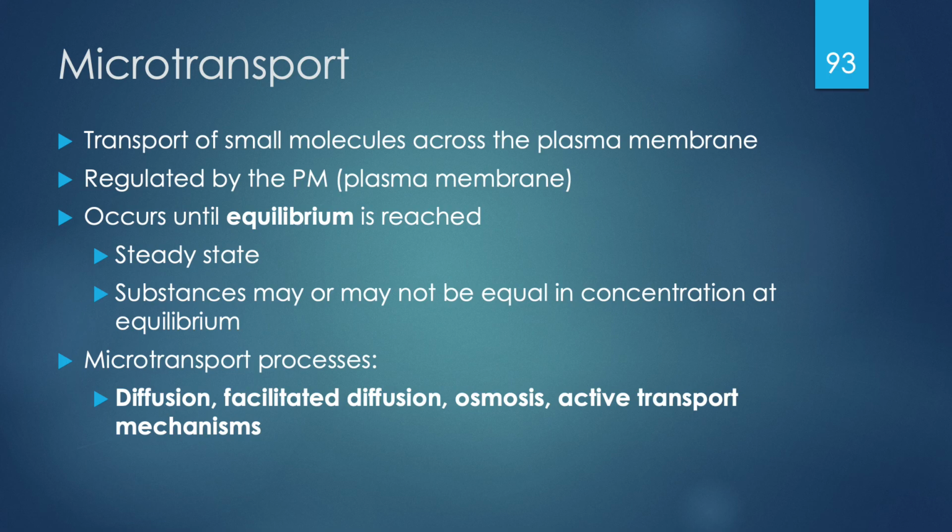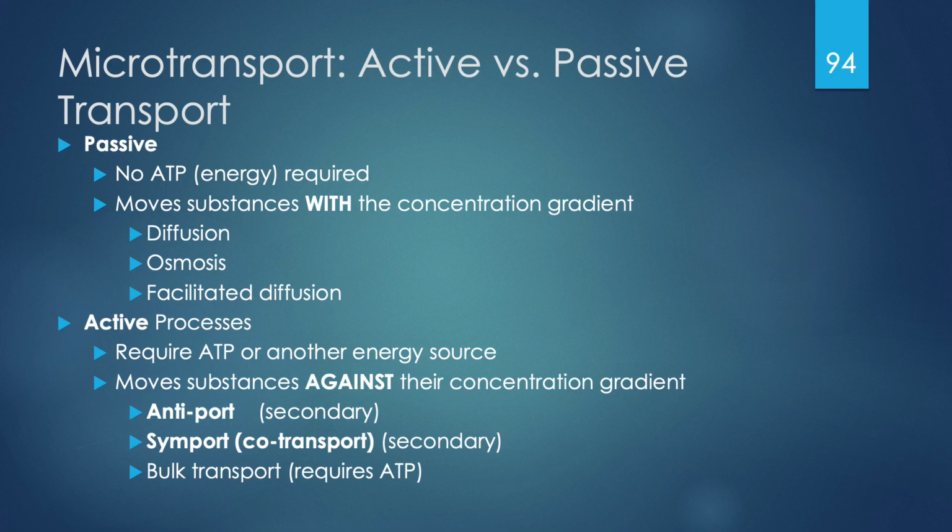But keep in mind that equilibrium doesn't necessarily mean that we have exact equal concentrations in both places. So the microtransport processes include diffusion, facilitated diffusion, osmosis, and active transport mechanisms. So what is the difference between a passive and an active process when we're talking about microtransport? Well, a passive process doesn't require any ATP at all, right? It just happens on its own passively and it moves with the concentration gradient. So 3 examples of this are diffusion, osmosis, and facilitated diffusion.